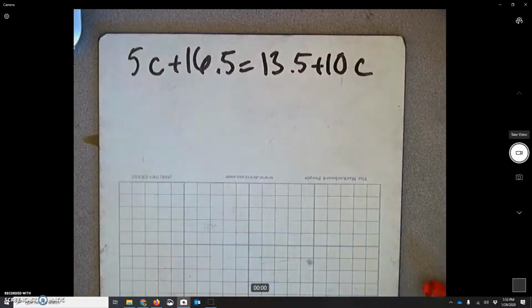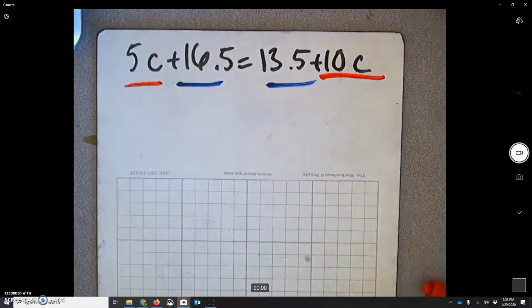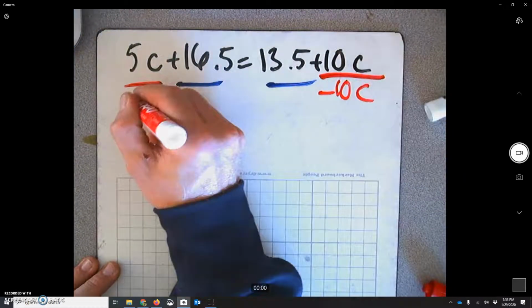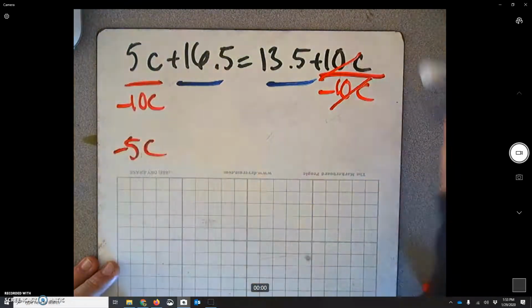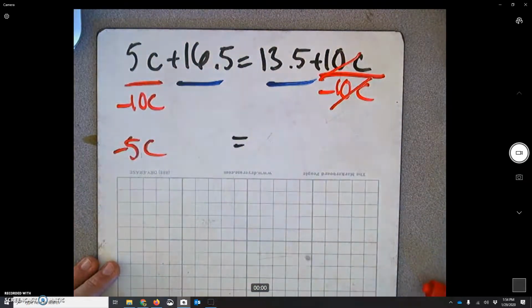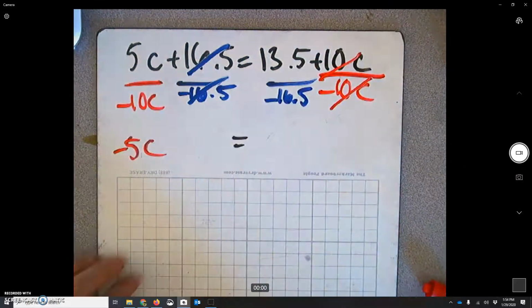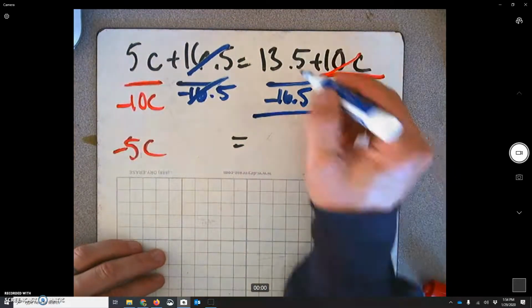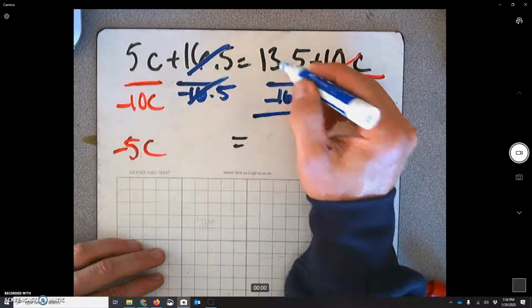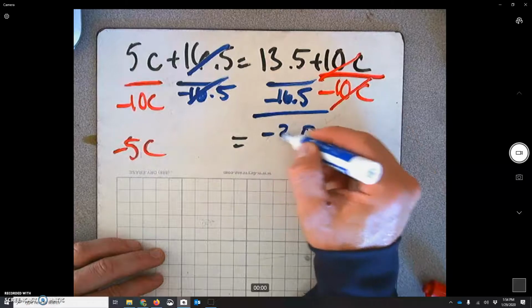All right, so our variables are there, constants are here, so I'm going to go back to the left, subtract 10c, subtract 10c, so these cross off. 5c minus 10c is negative 5c. We're moving our constants to the left, subtract 16.5. So 13.5 minus 16.5. We have 5 minus 5 is 0. 3 minus 6 is negative 3. Or I guess 13 minus 16 is negative 3.0.